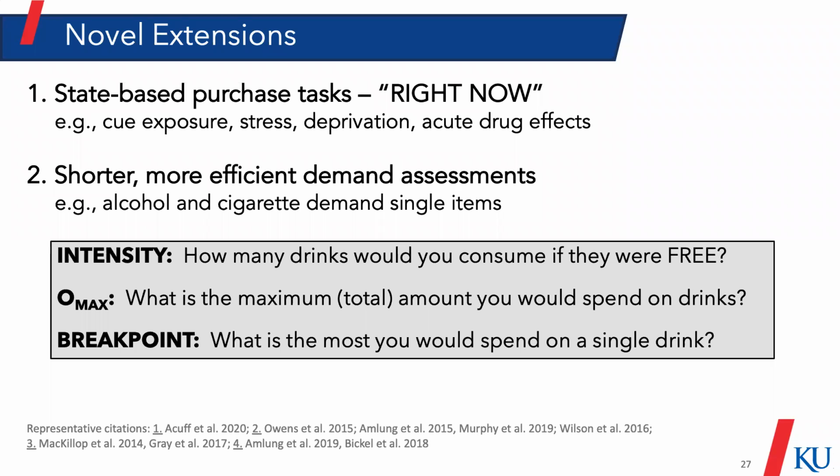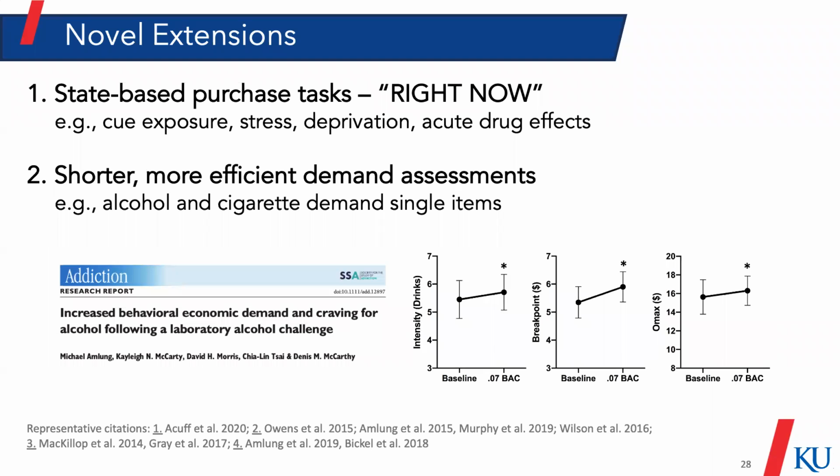Instead of asking about individual prices, we're just going to go straight to intensity. How many would you consume if they were free? For Omax, we know that Omax is a reflection of the maximum total amount you would spend. So let's ask that. Breakpoint is what's the maximum you would spend on a single drink? Instead of having to derive that or observe it from a demand curve, why don't we just straight up ask it? And in a laboratory study, we found that these three indices, intensity, breakpoint, and Omax, were sensitive to acute alcohol effects. So it's providing some validity to these measures.